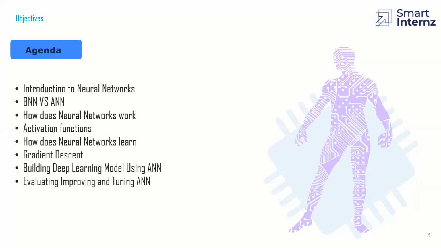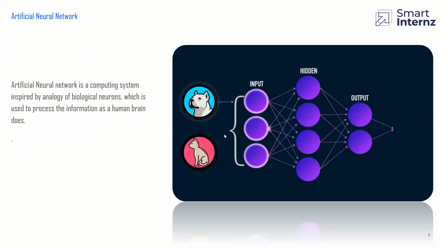Today we are going to take one case study on bank customer churn, where we have to check whether a bank customer will stay with the bank or not. So now I'm going to proceed with the neural network. I'm just changing the slide. First of all, we are going to discuss artificial neural networks.